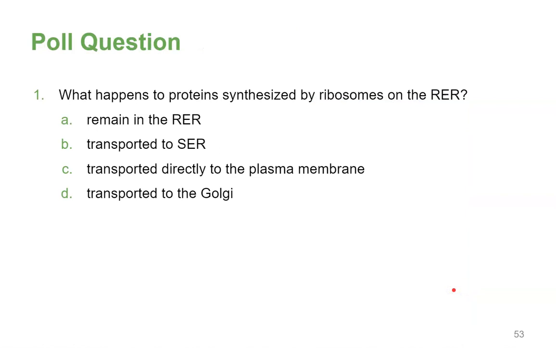Okay, so poll question. What happens to proteins synthesized by ribosomes on the RER? They're going to be what? D, right? Transported to the Golgi.